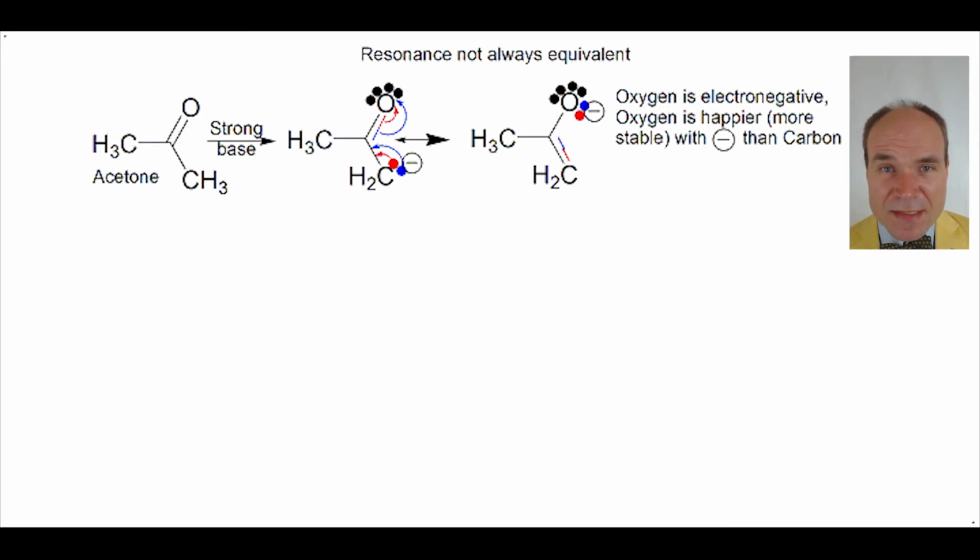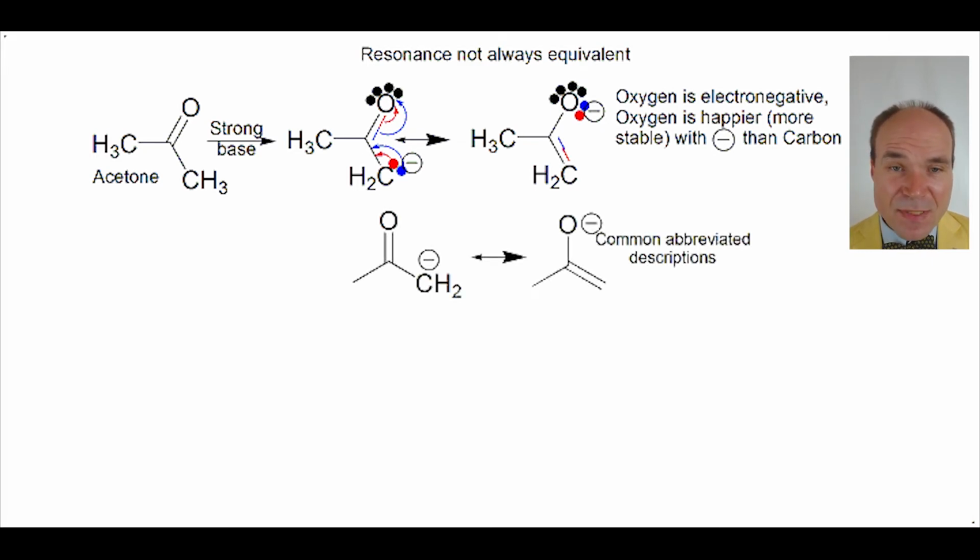We can also depict the carbanion and enolate forms in a more abbreviated manner. Notice here that some of the carbons don't have the letter C, and we're not drawing all the hydrogens.